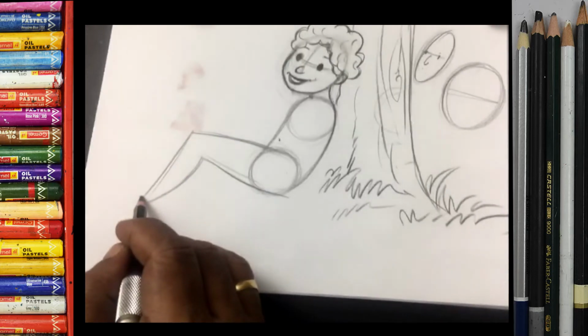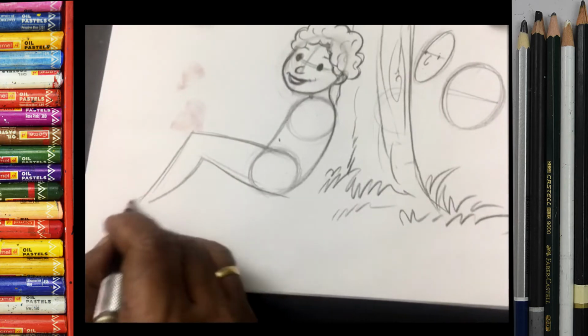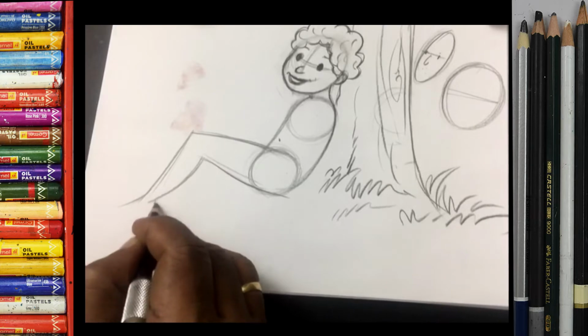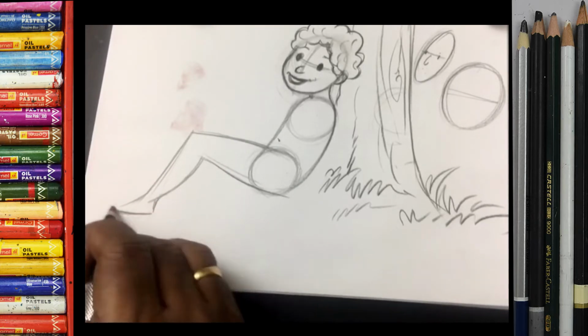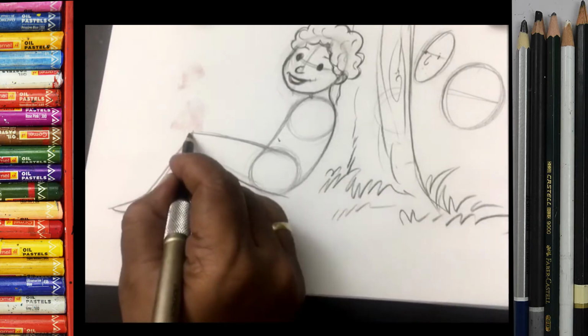Is that difficult or easy? Understood better now, Arnav? Yes, sir. Can you draw this one? Is it easy? Yes, sir. Fine.